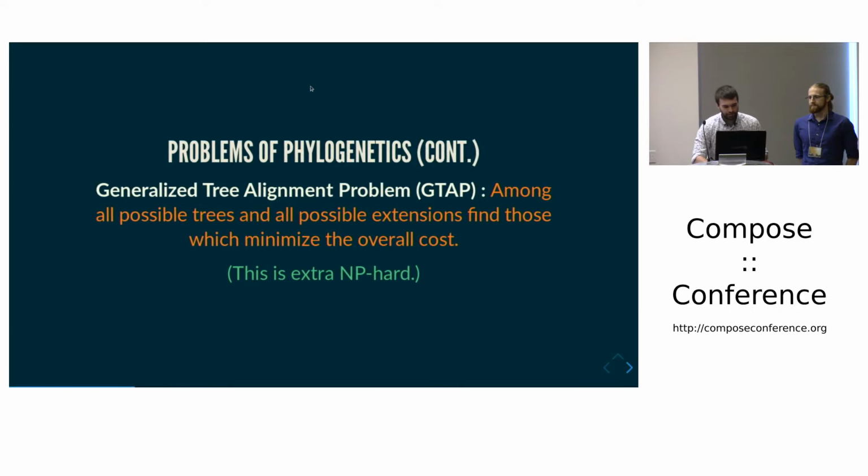And then more generally, there's the generalized tree alignment problem. In that case, you're given the taxon set, you're given the character observations, but you're not given the tree. And you want to look amongst the space of all trees and all extensions to those trees to find the best, to find a minimal cost. So this is NP-hard squared.